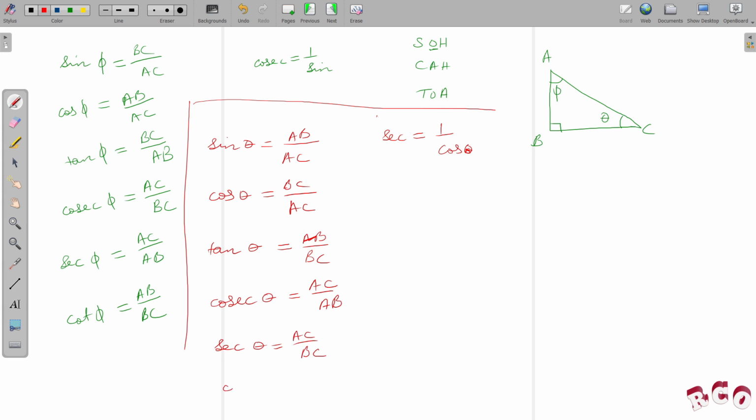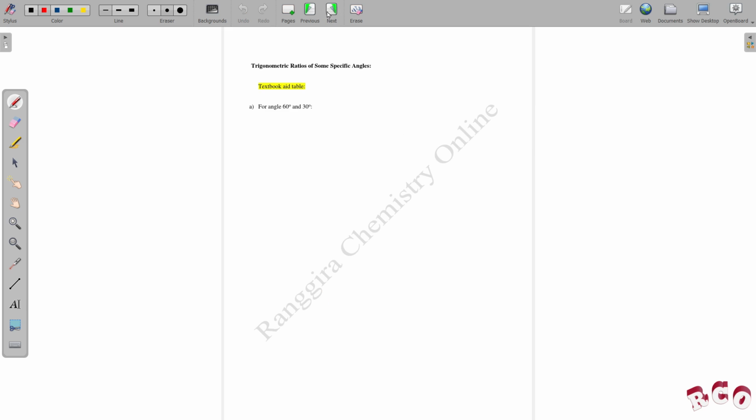Now cot is what? Cot is 1 by tan. So now it will be the inverse of this, so it will be BC by AB. BC is adjacent to theta, so BC is adjacent, and adjacent BC by opposite AB. So we already know all these formulas. Now with the application of this, we will go on.